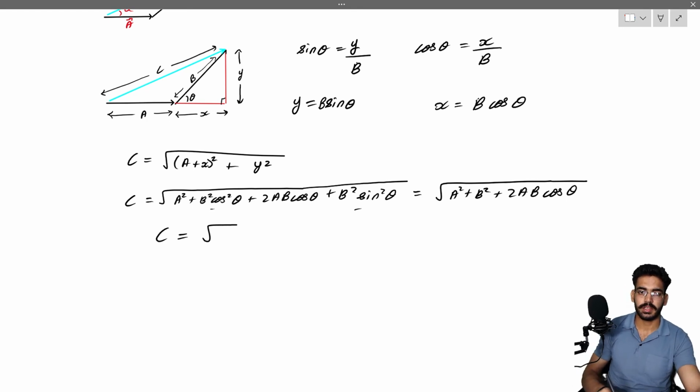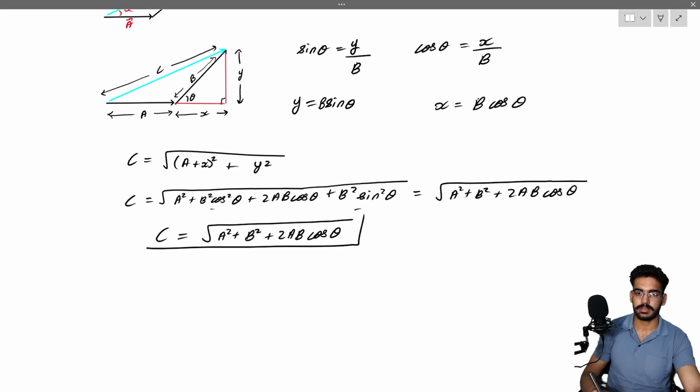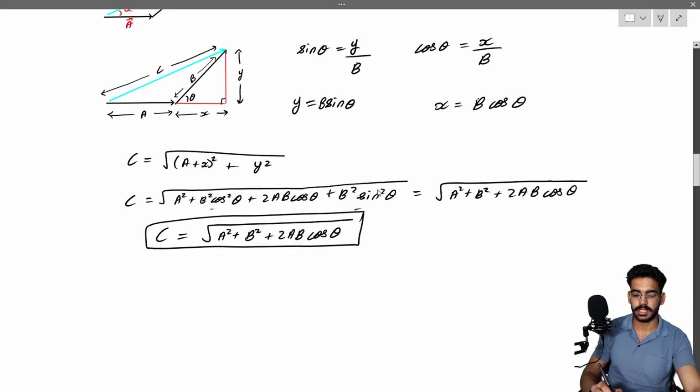And this is a very important formula. What is the formula? C equals the magnitude of the resultant vector, that is square root of magnitude of first vector square plus magnitude of second vector square plus 2 times magnitude of the first vector, magnitude of the second vector, multiplied by cos of the angle between those two vectors. This is your very important formula for the magnitude of the resultant vector.